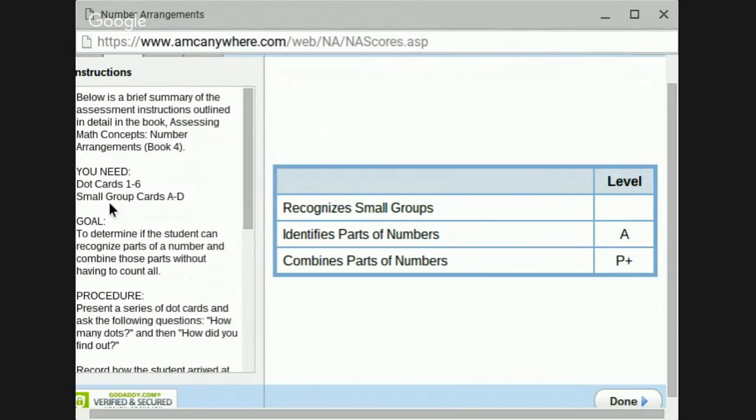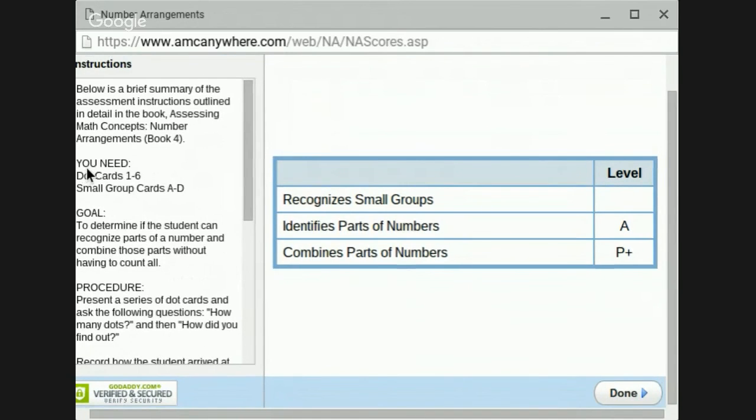So that's the data that I've been asking you to record and move on from there and decide what to do next. A P tells me a child needs some more practice. If they had an I, it means they need some instruction. I's are what we're going to be looking for when we're working with students in their small groups.